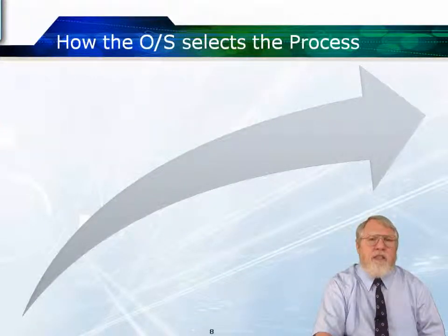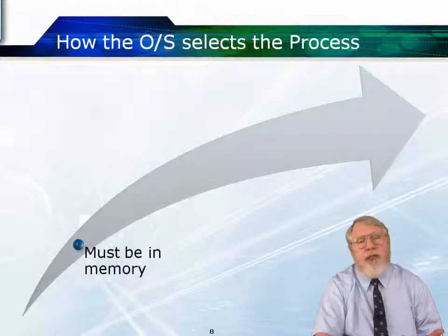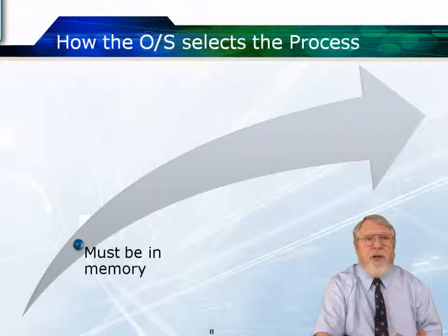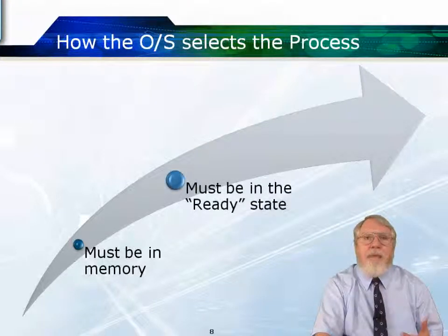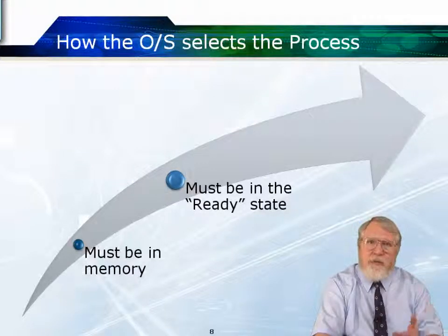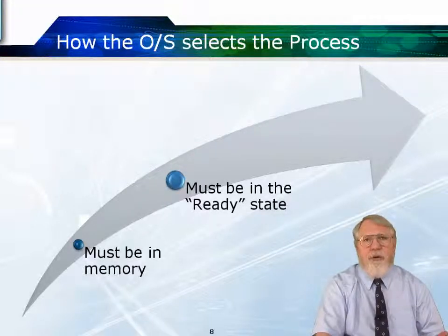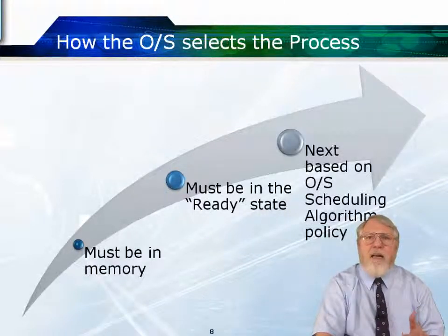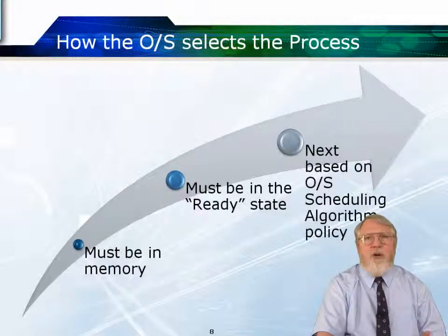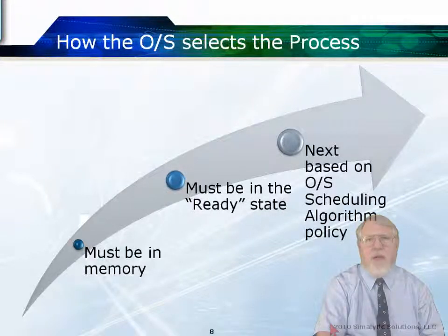So how does the operating system select a process? Well, first it has to be in memory. You can't run a program that's not available in memory so that you can fetch those instructions. It has to be in a ready state. Remember we talked about the different states of a process. If that process is waiting for an I/O to complete, there's no point in trying to dispatch it onto a processor because it's still waiting. It doesn't have anything to do. And it has to be next, based on whatever policy or algorithm the operating system wants to use to select the next available process.